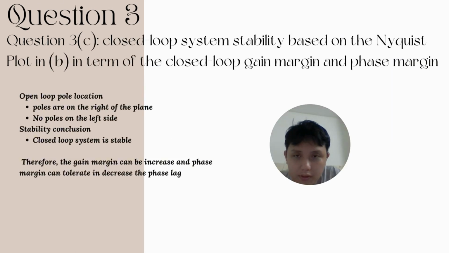For question 3C, based on the Nyquist plot for the system, it lies on the right real axis, so the closed loop system is stable. This results in infinite gain margin. The gain can be increased, and for the phase margin, it is on the positive side, so the system can tolerate a decrease in phase lag.